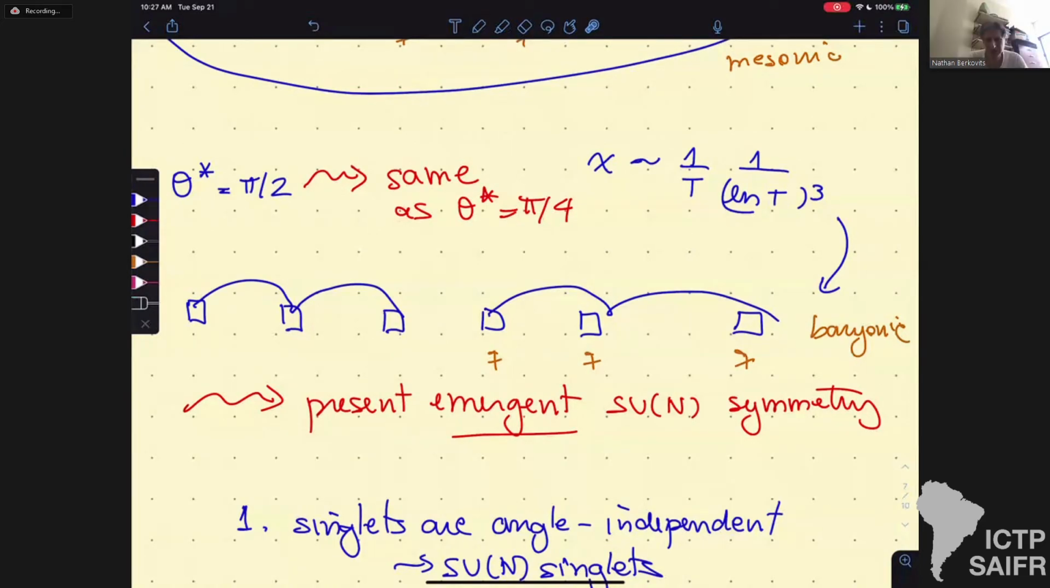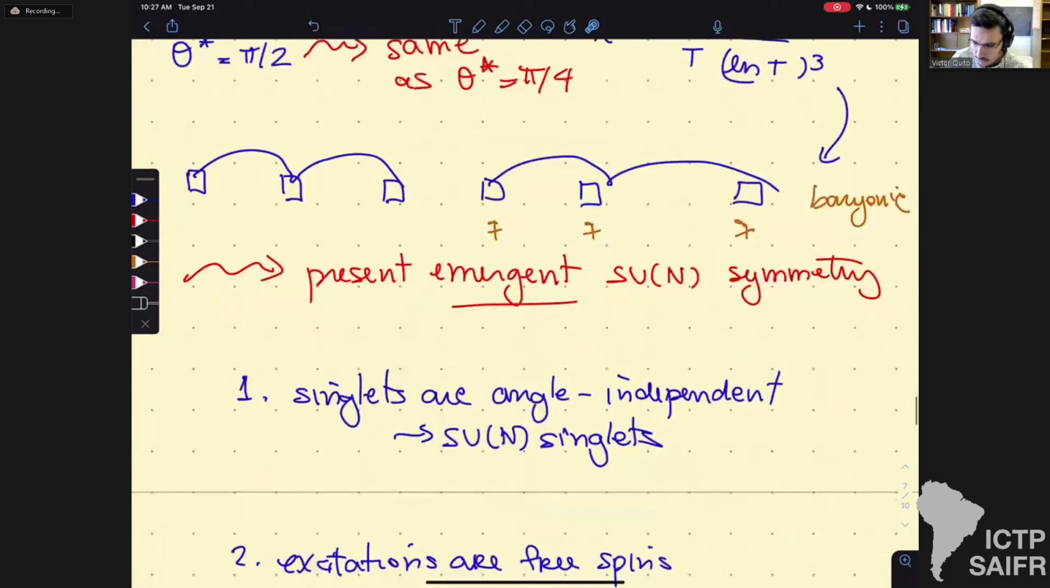I have a silly question. How do you distinguish a fundamental from anti-fundamental? You mean in terms of constructing the chain? Yeah, well, how does the SUN act? I'm just asking a stupid question, but how does the SUN act on it?